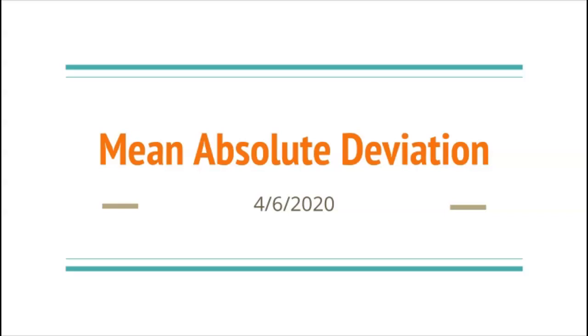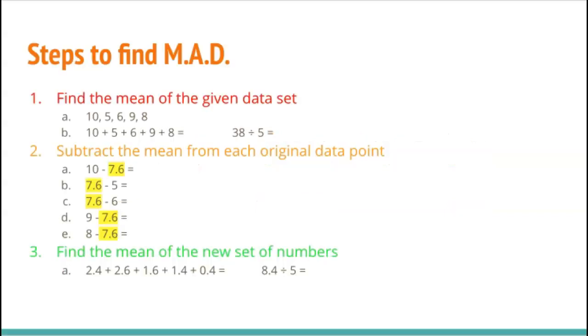Hi guys, in today's video I'm going to be showing you the steps on how to find the mean absolute deviation. So our first step is to find the mean of the given data set. You will always be given a set of numbers like this.